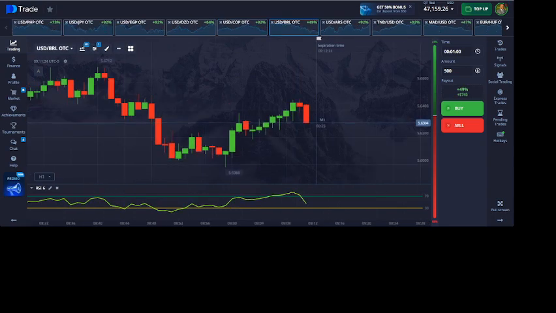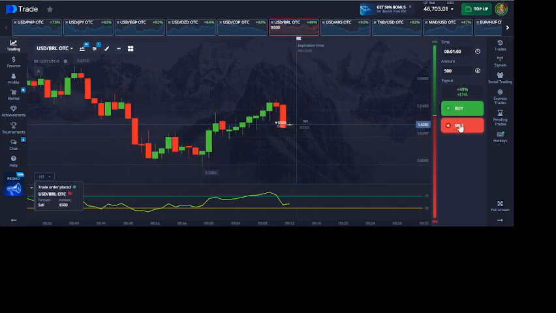I'm on the USD BRL OTC pair, and the RSI line just crossed below the 70 line, but I'm waiting for this candle to close along with the RSI line here below the 70 line in about 7 seconds, and I'm going to take the sell trade. All right, so yeah, I just took the sell trade here.